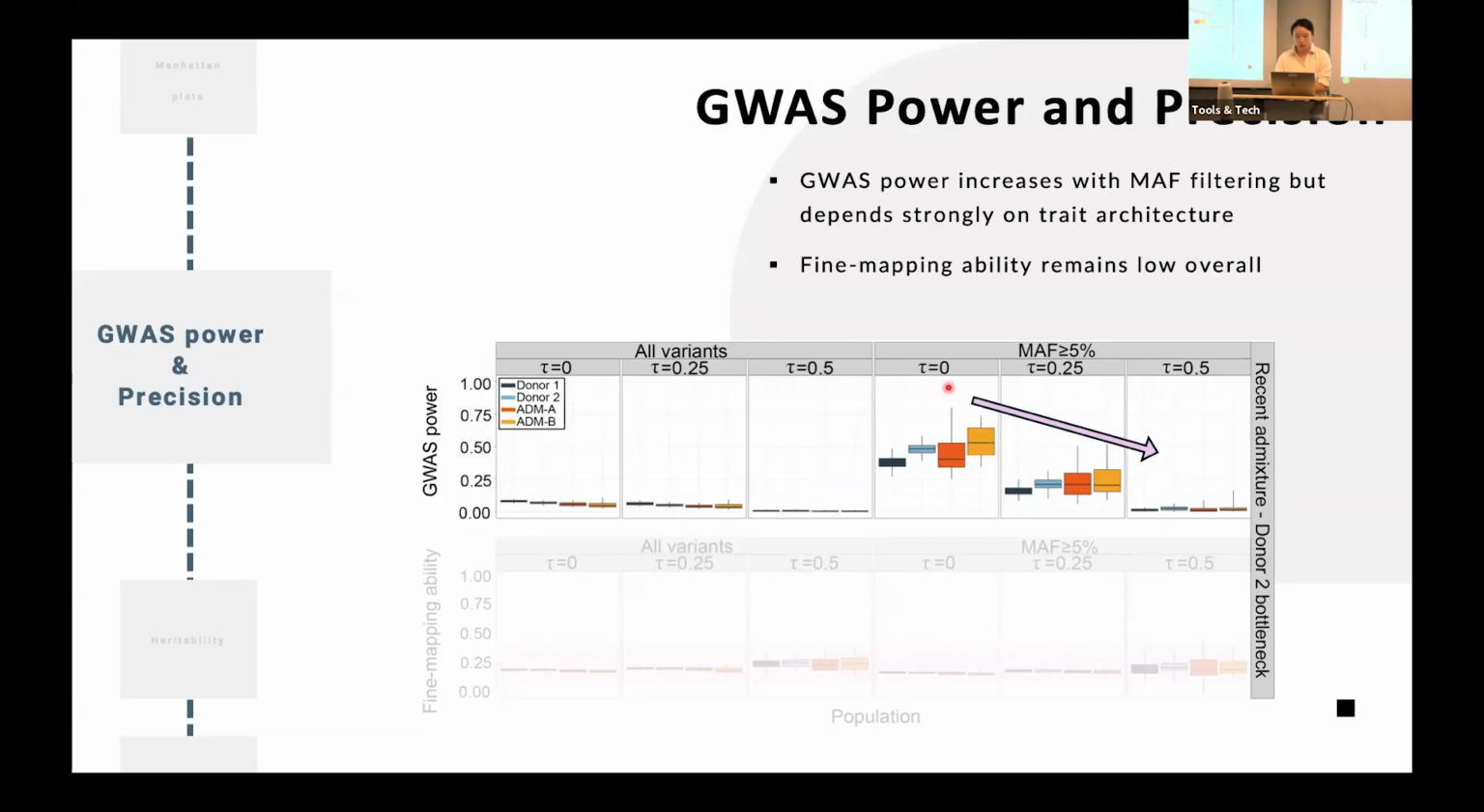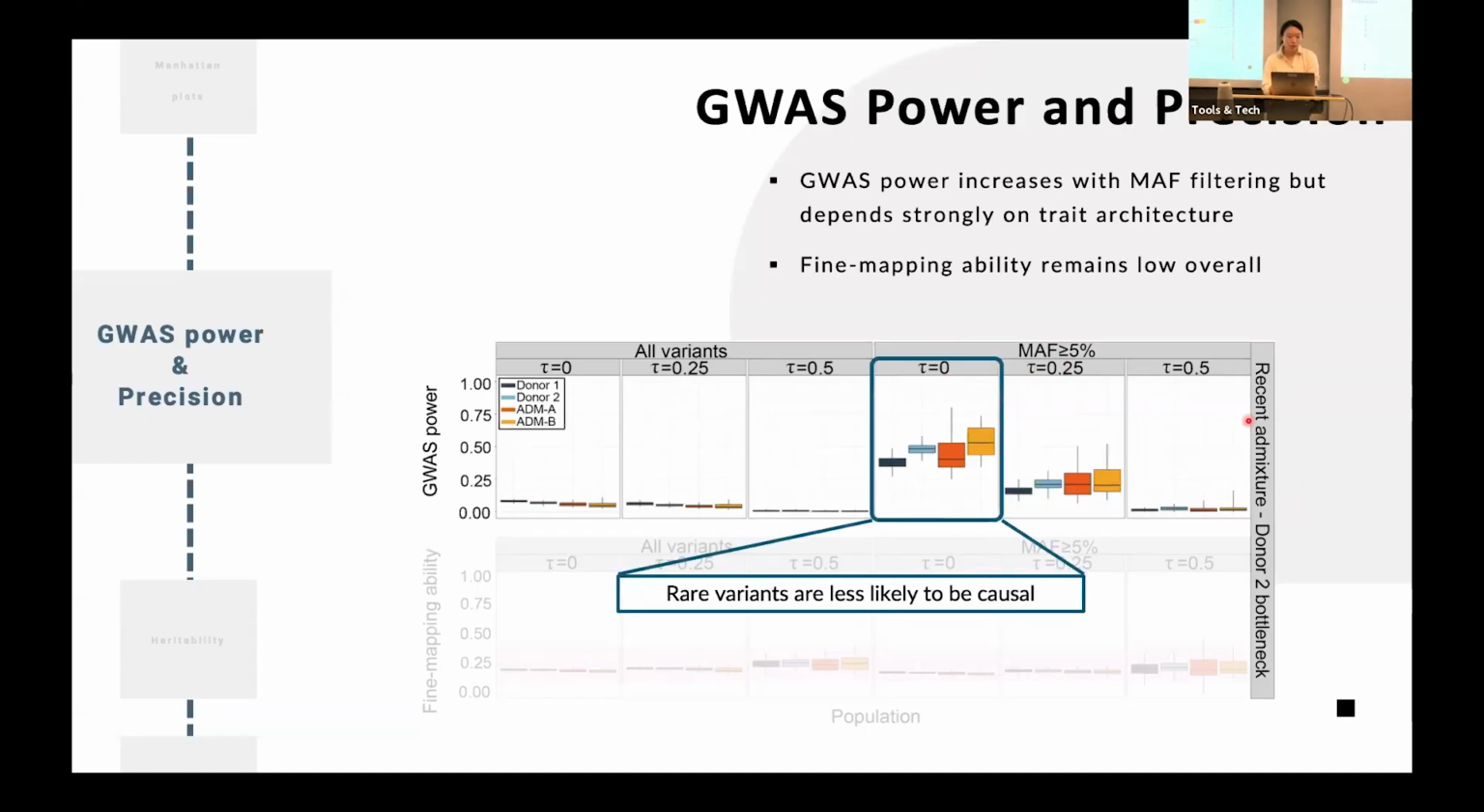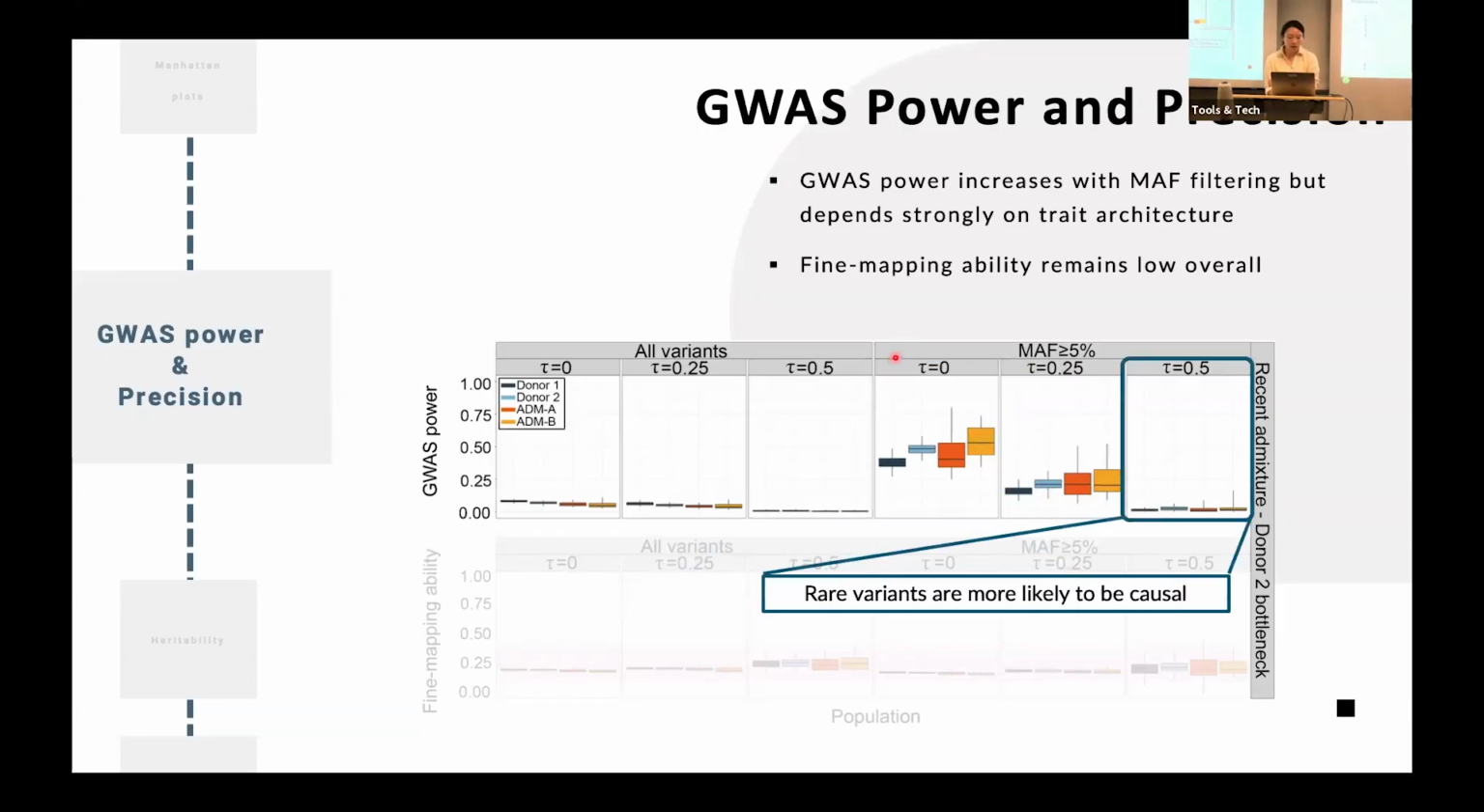Then we also see that the GWAS power changes with these different genetic trait architectures. When tau is equal to 0, the overall power is higher than for the rest of the tau values. This reflects that the rare variants here are less likely to be the true causal mutations. So I would say a phenotype that follows this trait architecture could be more like a quantitative trait, like height or BMI.